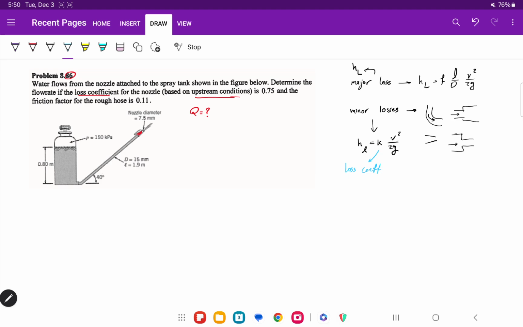V is velocity, and most of the times it's based on upstream condition. You know, fluid flows from upstream to downstream, and when you are told that the loss coefficient for the nozzle based on upstream condition is 0.75, it means that the loss coefficient is 0.75, and this velocity is the upstream velocity.